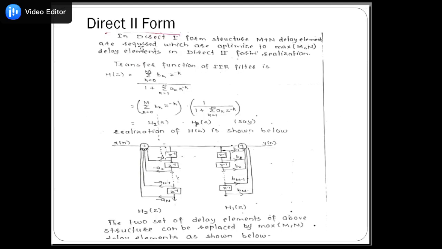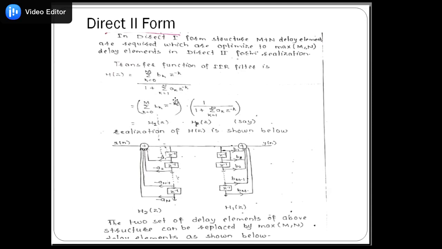Direct two form. In the direct one form structure, m plus n delay elements are required, which are optimized to a maximum of mn delay elements. In direct two form realization, the transfer function of the IIR filter is H(z) equal to summation k equals 0 to m of b(k) z^(-k) divided by 1 plus summation k equals 1 to n of a(k) z^(-k).